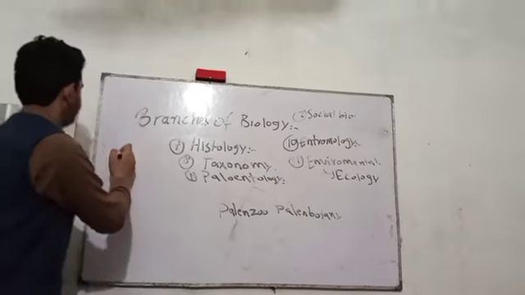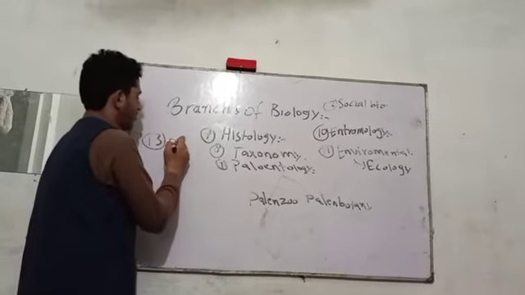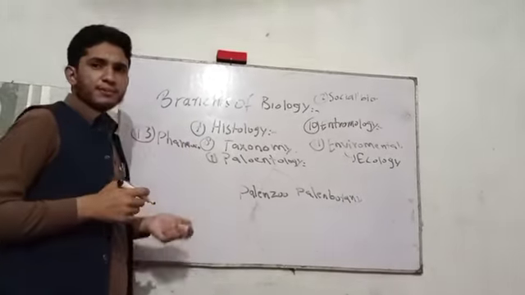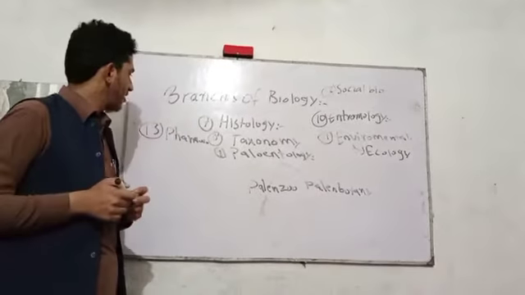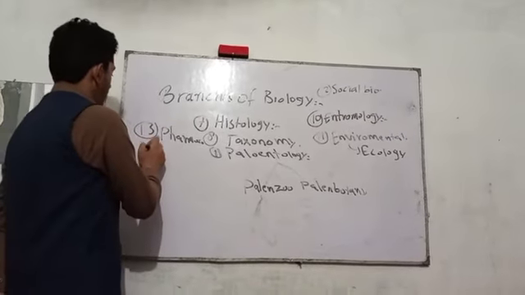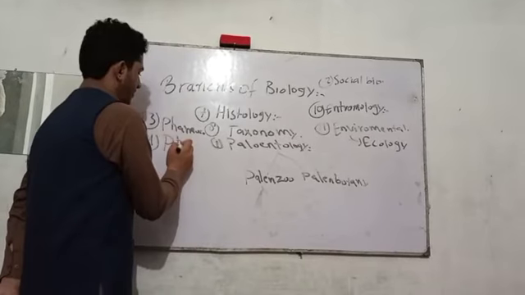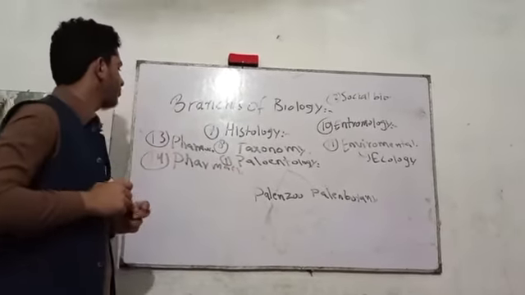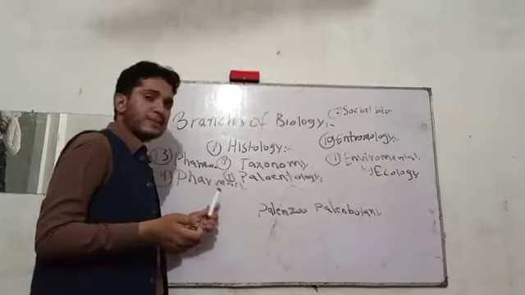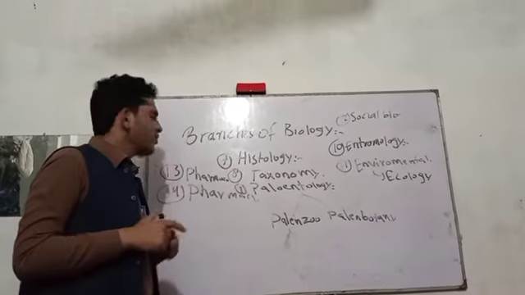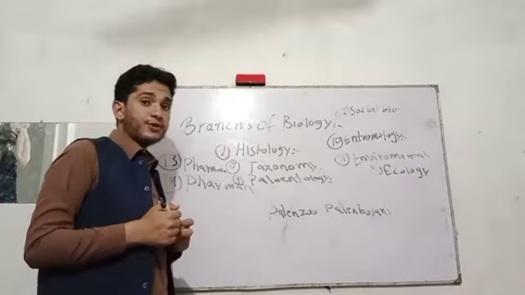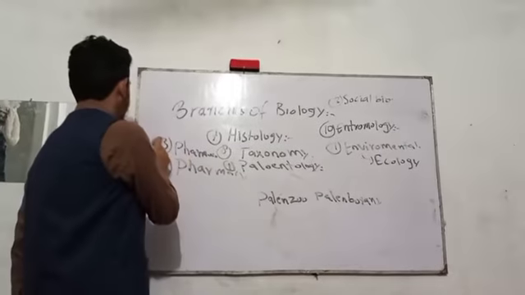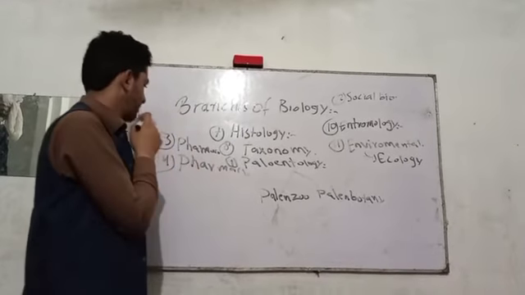Number 13 is pharmacology. The study of drugs and medicine and their effects is called pharmacology. Number 14 branch is pharmacy. Pharmacy is also somewhat related to pharmacology, but there is some difference. In pharmacy we study the formation of drugs, while in pharmacology we study the effect of drugs. Somewhat the same subject.